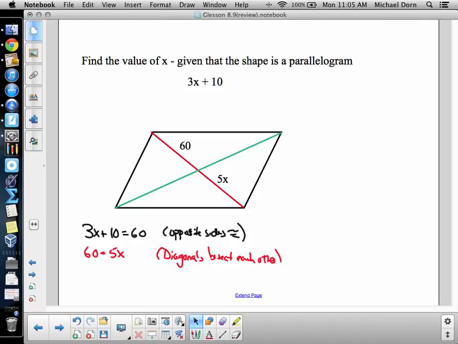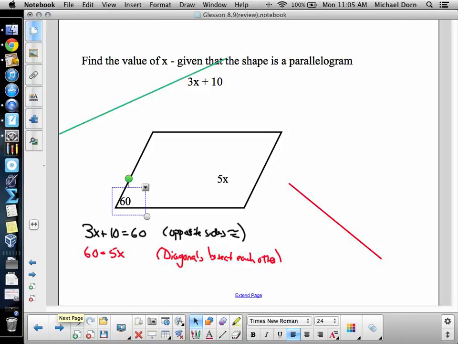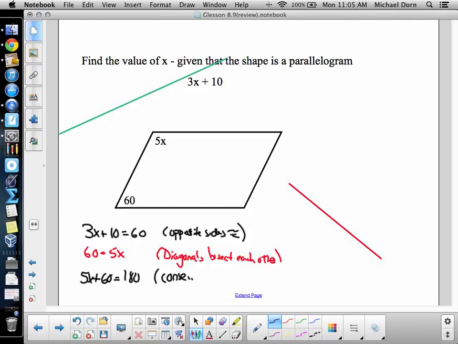Okay. What if I do this here? Sure, that'd be 5x plus 60 equals what? 180, because consecutive angles are supplementary.